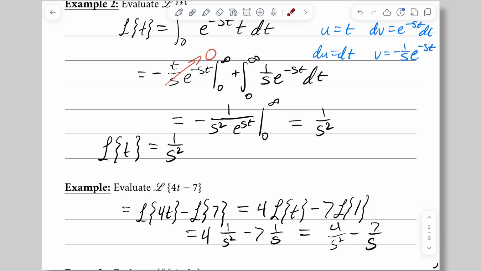And generally speaking, you're going to say, oh, 4t, that transforms to 4 over s squared. Negative 7, that transforms to 7 over s. And I know you don't know why we care about these transforms, but just stick with me. We're going to use them to solve differential equations eventually.